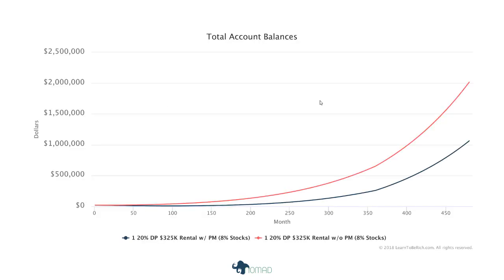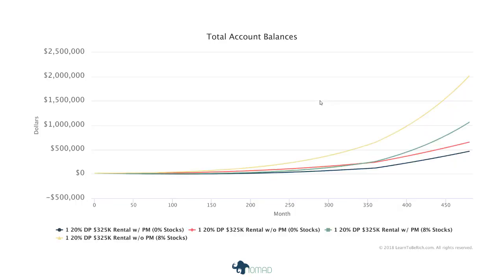All right? So, total account balances. If we do property management, but we're able to invest anything we have in the account in an 8% stock market account, we end up with over $1 million in our account in year 40. If we don't hire a property management company, but we still get that 8% return on the same money we had sitting in the account, we end up with just over $2 million in our account.